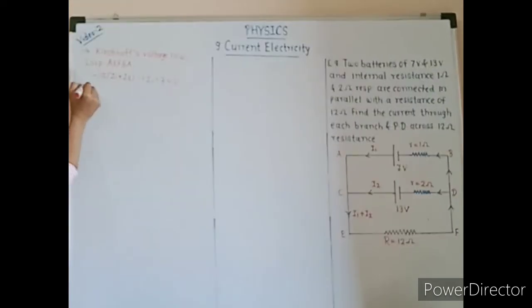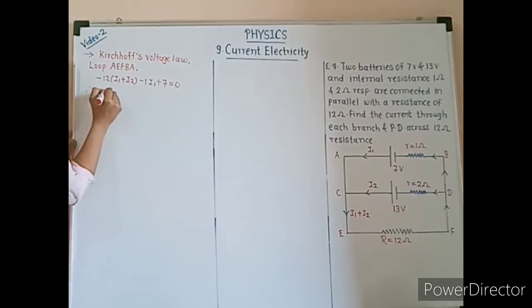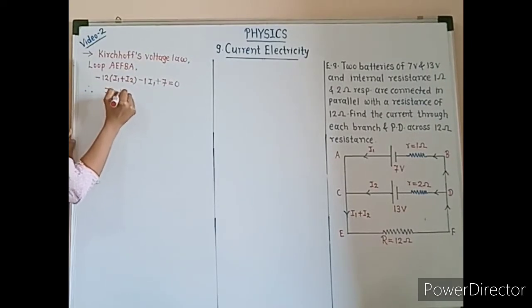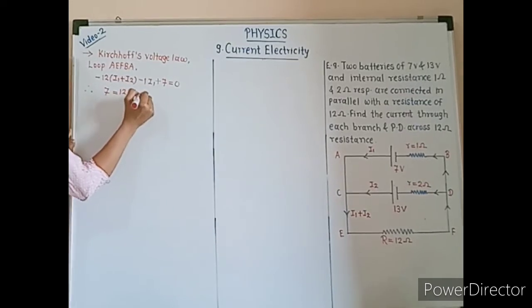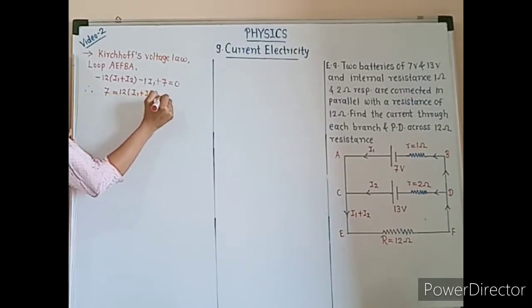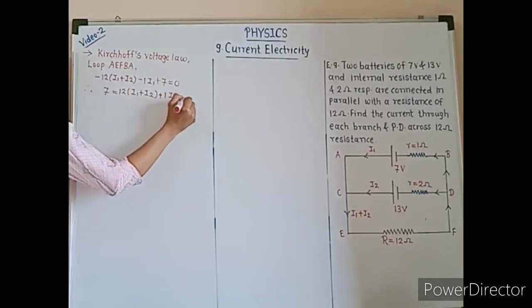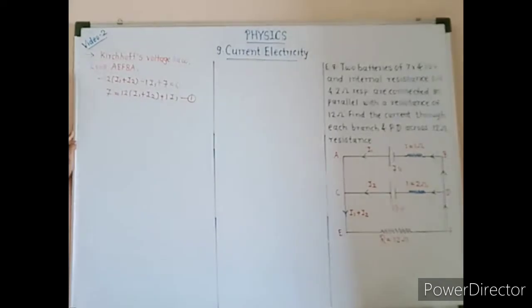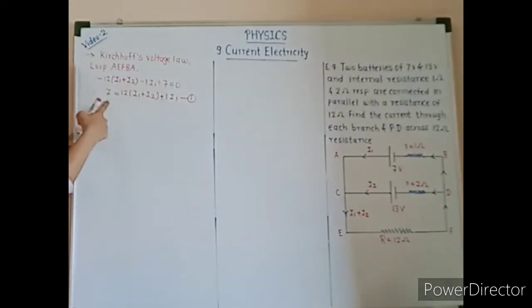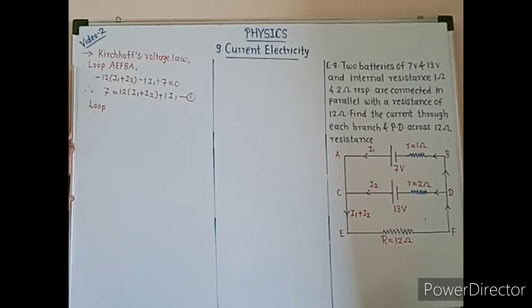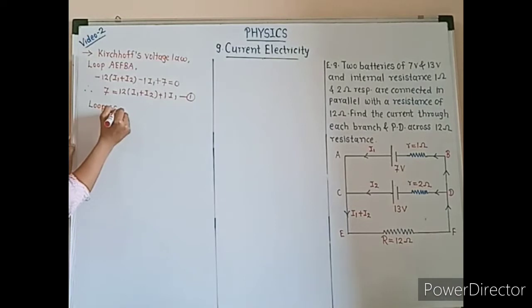Now by rearranging the terms, we can write this equation as 7 is equal to 12 into (I1 plus I2) plus 1 I1. Sorry, here plus 1 I1, and this is your equation number 1. By rearranging the terms, we get 7 is equal to 12 into (I1 plus I2), and here this minus becomes plus 1 I1.